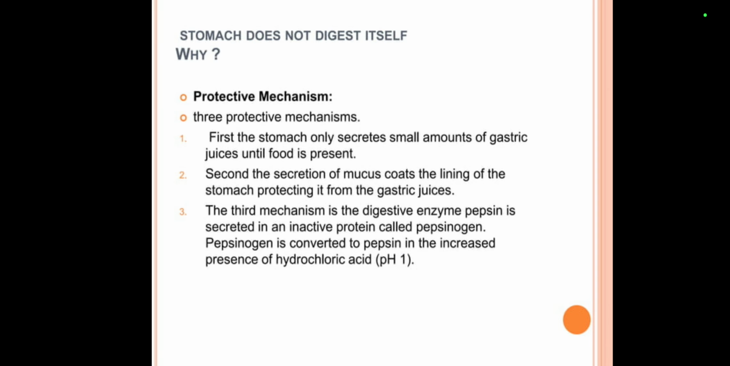So now, the stomach does not digest itself. Why? Because it has protective mechanisms. What are those?